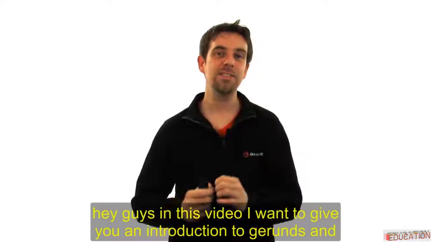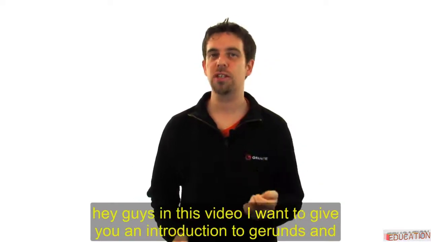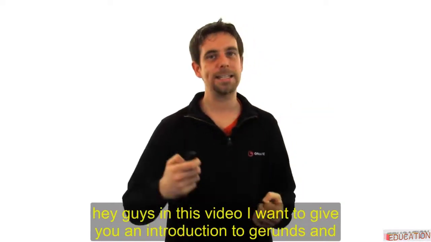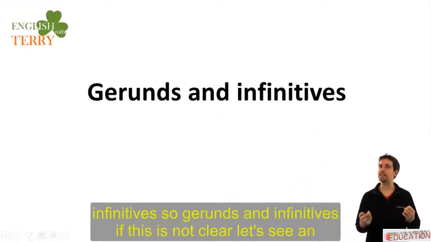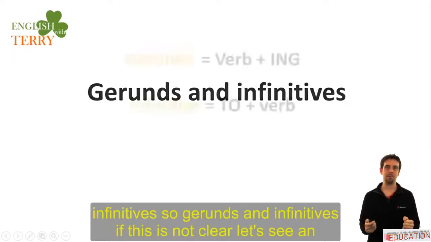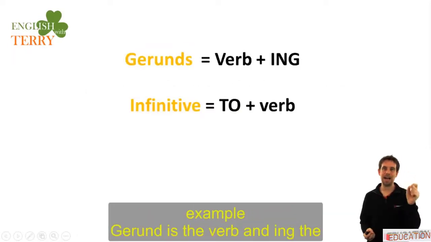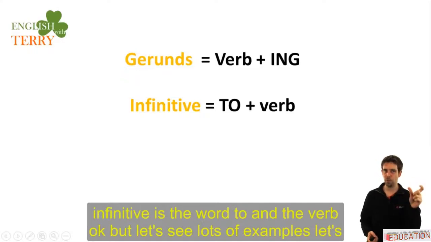Hey guys, in this video, I want to give you an introduction to gerunds and infinitives. So, gerunds and infinitives. If this is not clear, let's see an example. Gerund is the verb and ing. The infinitive is the word to and the verb, okay? But let's see lots of examples.